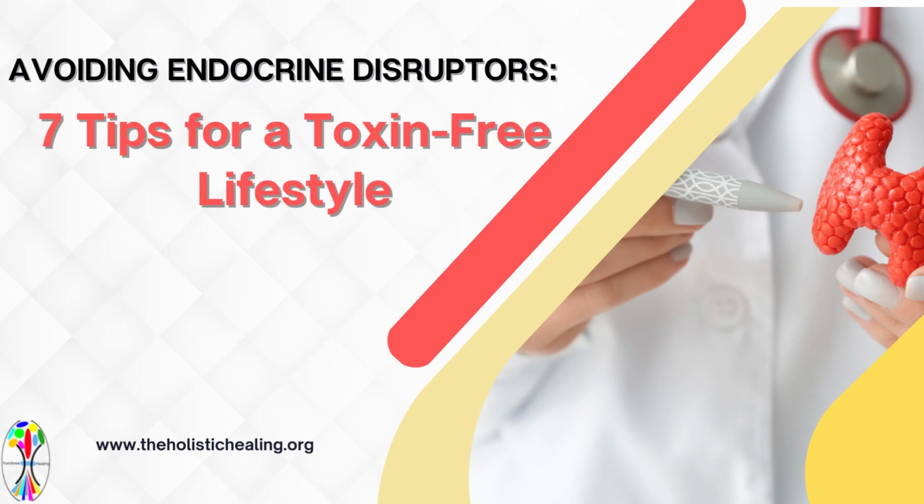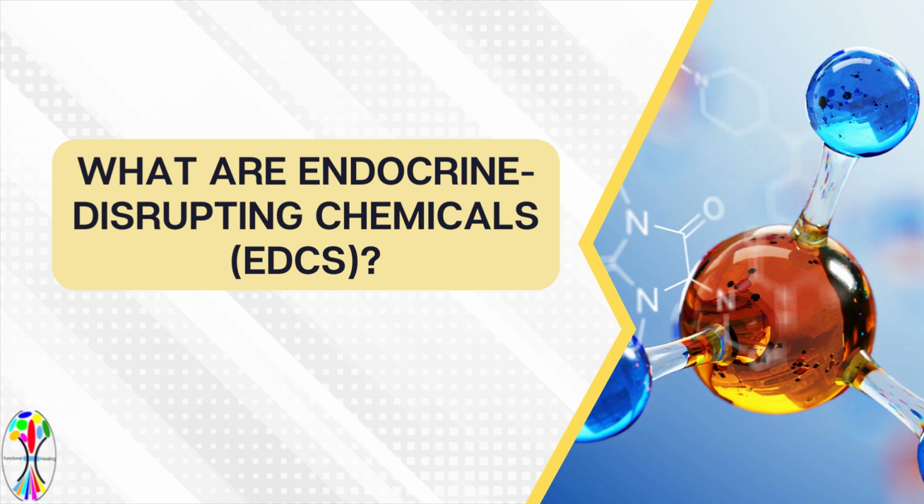So today we'll be talking about endocrine disruptors and how do we avoid them for a toxin-free lifestyle. So we will start off by defining what endocrine disrupting chemicals are. Endocrine disrupting chemicals are substances found in many everyday products that interfere with our body's hormonal system.